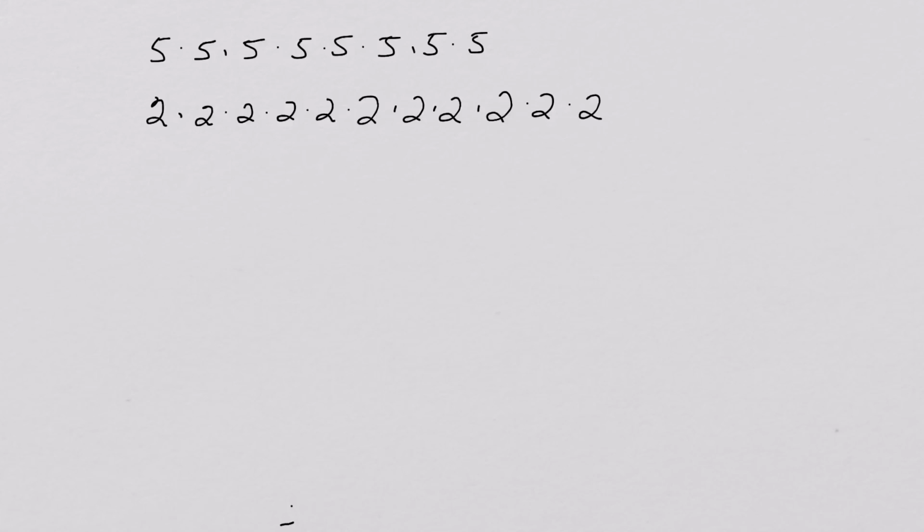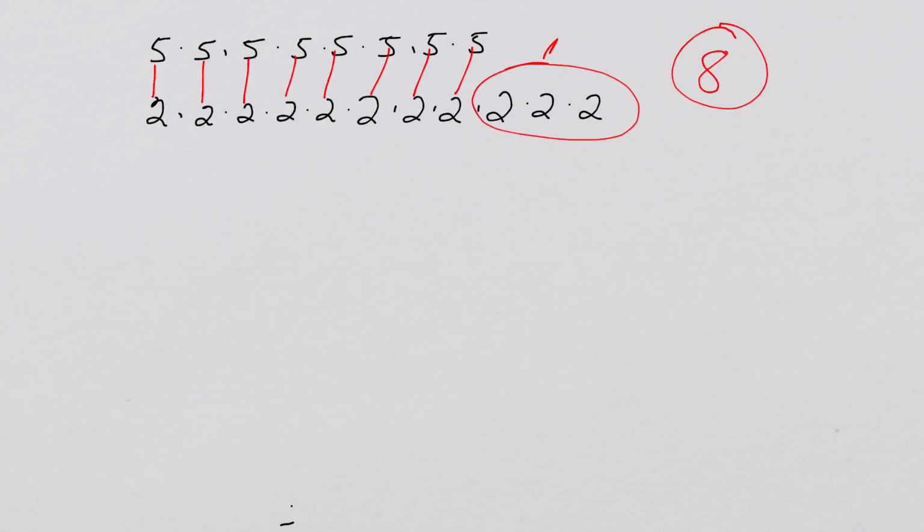Okay. So, now, how many pairs do I have? 1, 2, 3, 4, 5, 6, 7, 8. I have 3 more 2's left over, but if I can't pair them with a 5, I can't make a factor of 10 out of them. So we have 8 factors of 10, so our answer is 8 zeros, final answer.